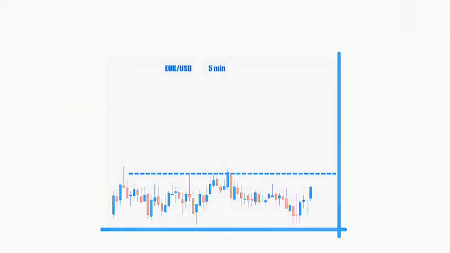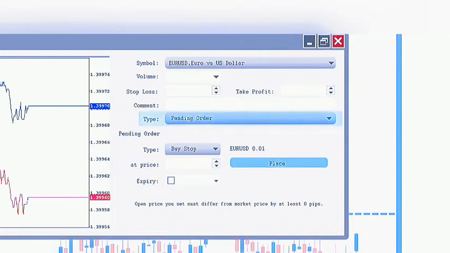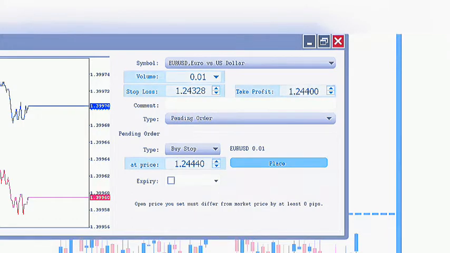Instead of waiting for a specific price level to be reached to place your trade, you can tell the trading platform to automatically open your trade if that price level is hit. This is called entering the pending order. You tell the software where your entry, stop loss, and profit target will be, and the position size or volume you want to trade with, and the software does the rest.